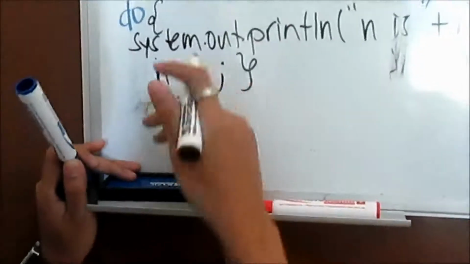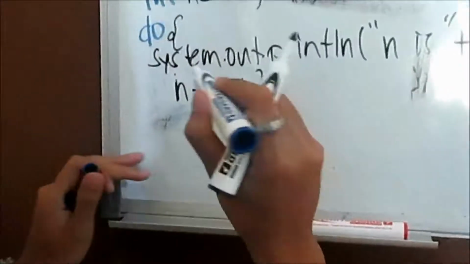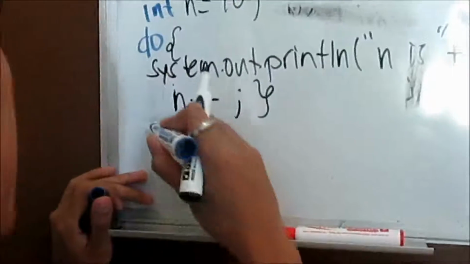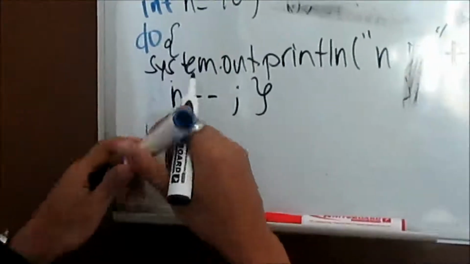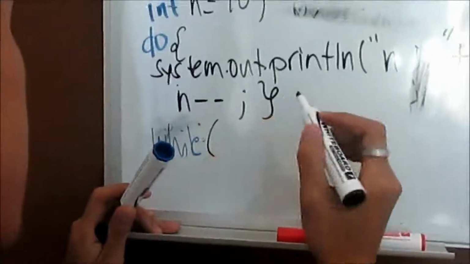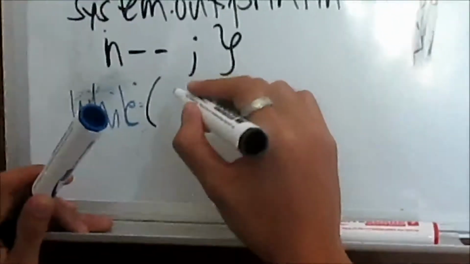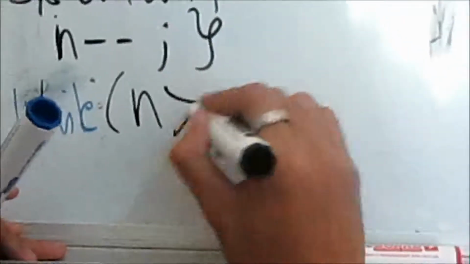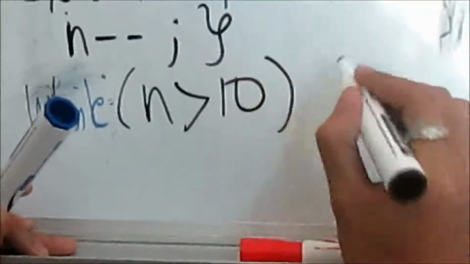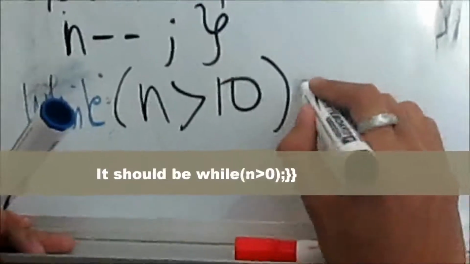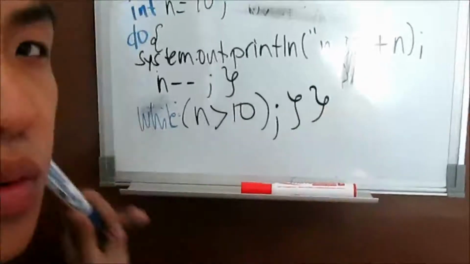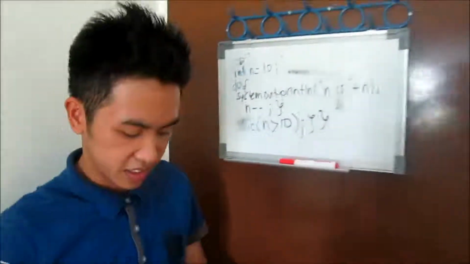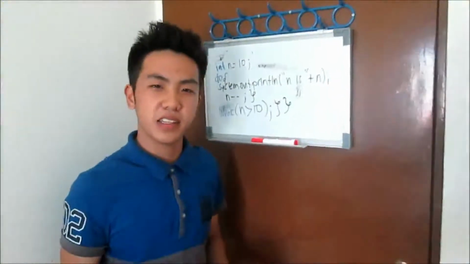And this is the condition. We have the keyword while, then this is the condition, n is greater than 0. And after that, we close it with semicolon. That's it. Now, let's try this code on NetBeans.